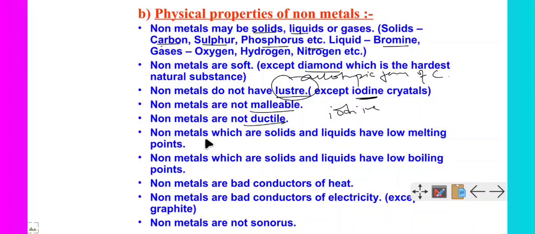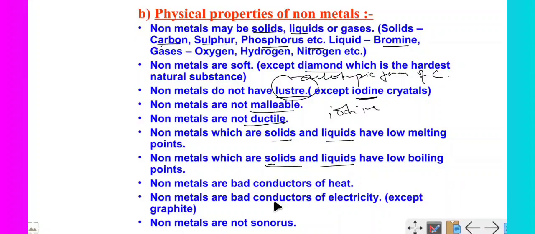So these non-metals which are solid and liquid have what? They have low melting points. Remember this point. Non-metals which are solids and liquids have low boiling points. In case of gas we can expect a different story, but in case of solid and liquid non-metals, they have what? Low boiling points and low melting points. Remember.